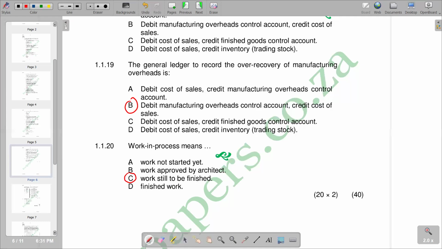We have got C. So this is what we have, guys, according to the multiple choice section of this question paper. Let's search for more typical examination questions to come.